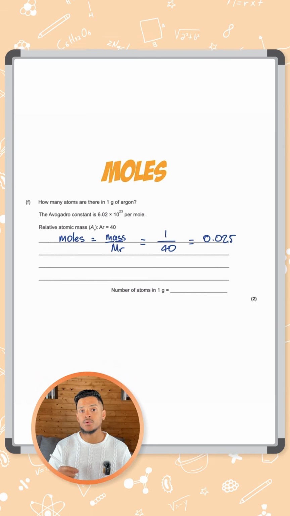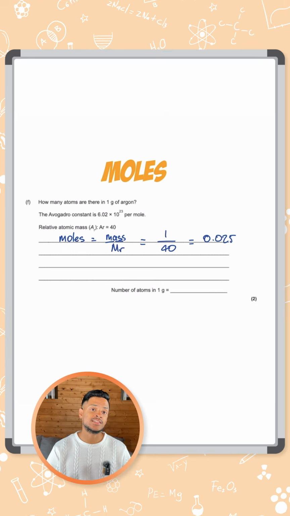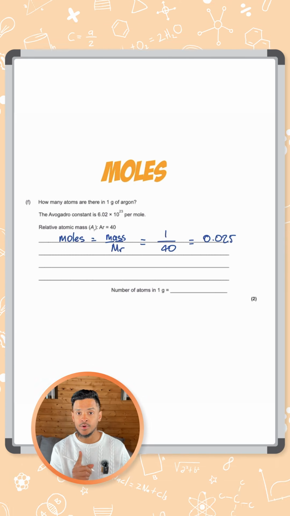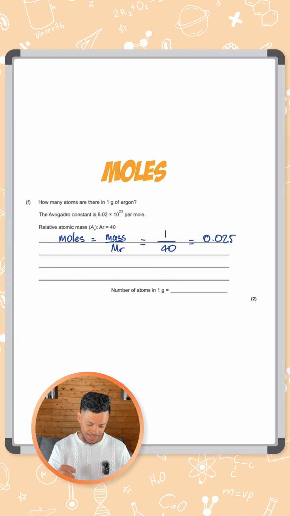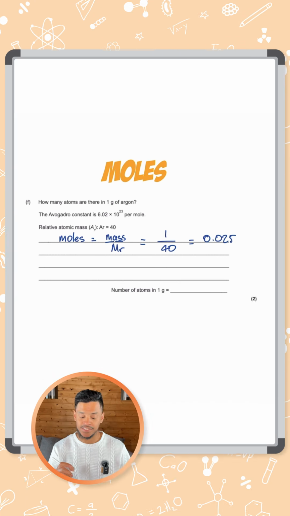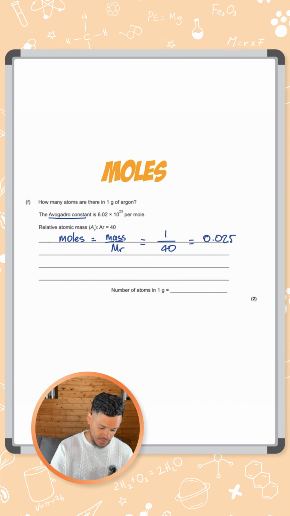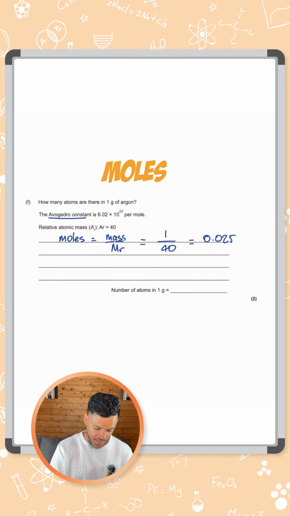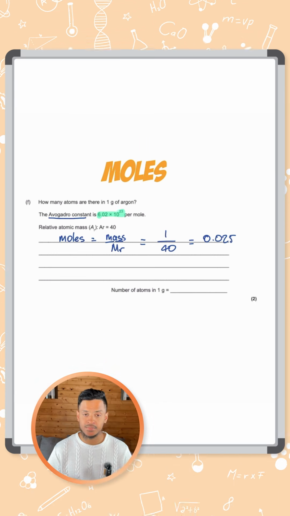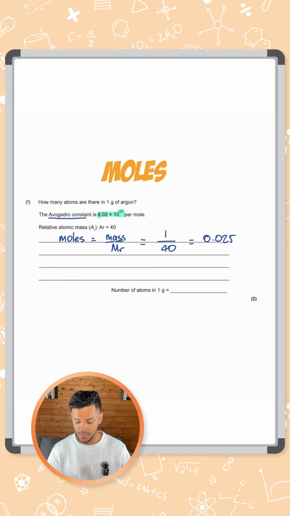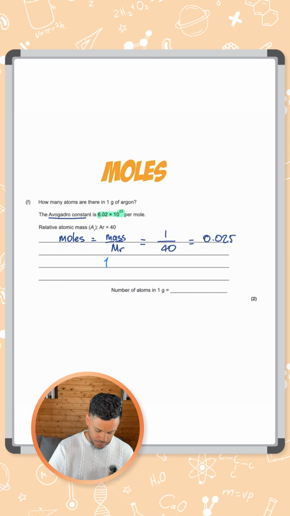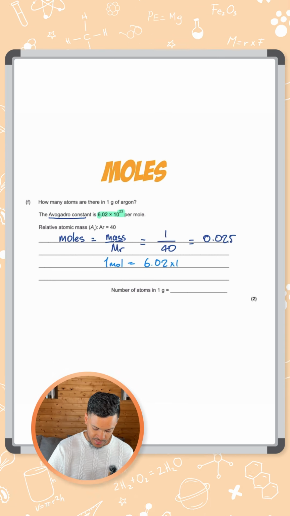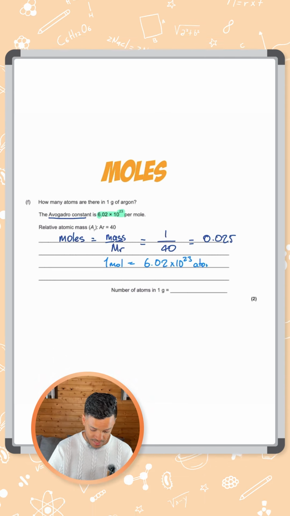Now we need to think back to our definition of moles. And that states if you have 1 mole of any substance, so for example argon, if you have 1 mole of that, you have exactly the same number of atoms as Avogadro's constant. So in other words, 1 mole of argon has this many atoms, 6.02 times 10 to the 23. So let's write this down. First of all, 1 mole is 6.02 times 10 to the 23 atoms.